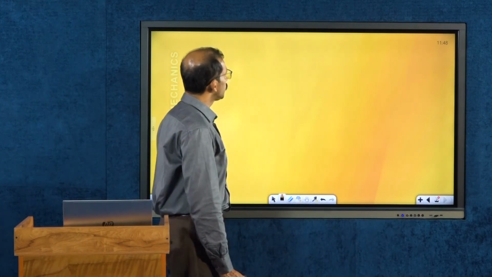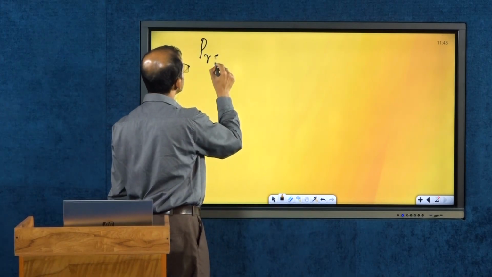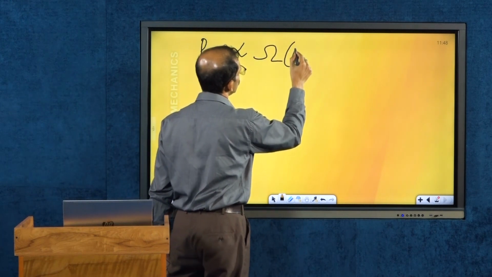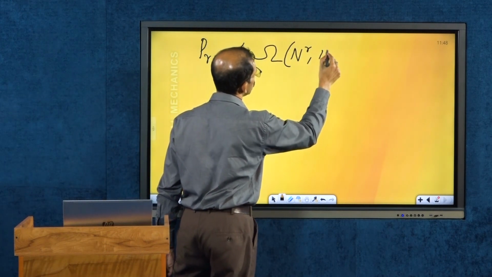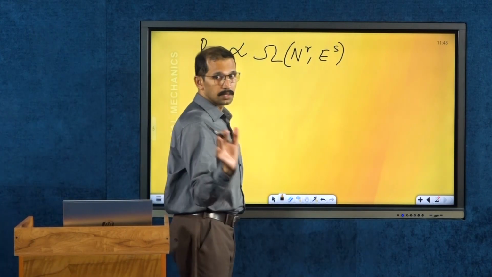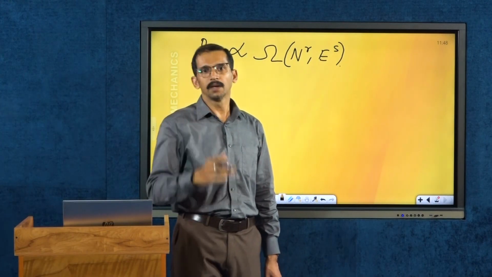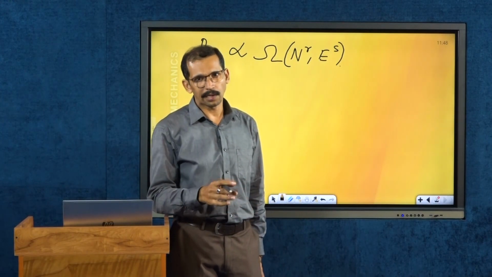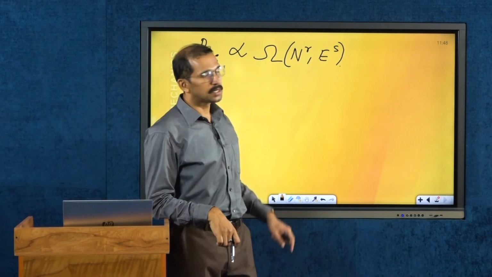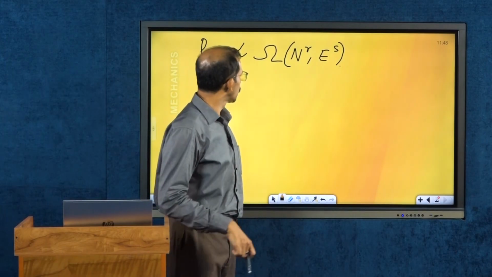I can write always P_RS is directly proportional to omega N_R E_S, right. That is a very simple claim to write. We have done a similar argument in the case of canonical ensembles also, where omega represents the number of microstates. Okay.